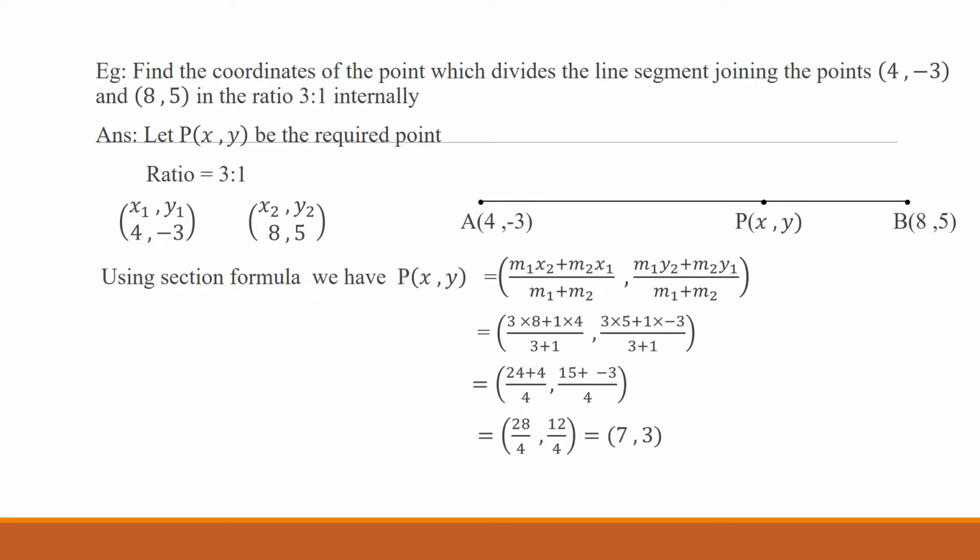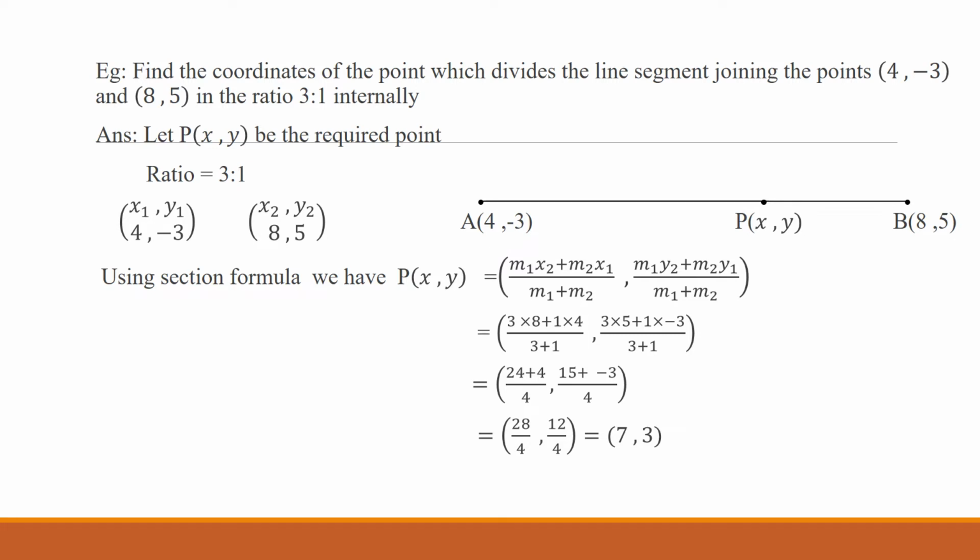That means m1 is equal to 3 and m2 is equal to 1. The coordinates of A (4, -3) are taken as x1 and y1. Coordinates of B, that is (8, 5), is taken as x2 and y2. Using section formula we can say P (x, y) is equal to (m1 x2 plus m2 x1) by (m1 plus m2) and (m1 y2 plus m2 y1) by (m1 plus m2).